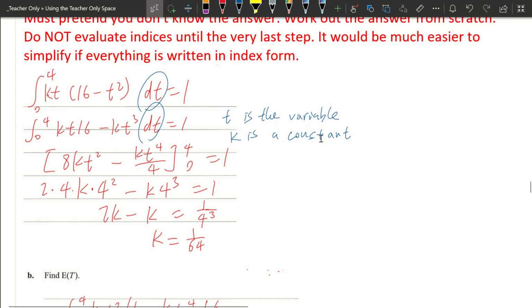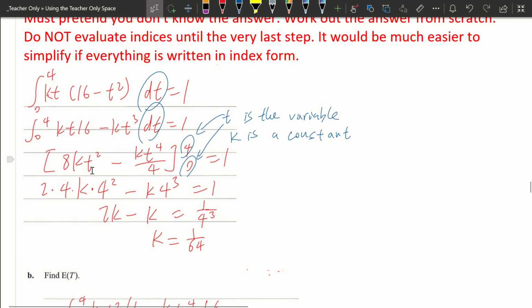K as a value is not changing. We just don't know it yet. We don't know what K is, but it's not supposed to change. T is a variable, which means T can change. Which means when I do the integration and I sub in 4 and 0, I am subbing in T. T takes the value of 4 and T takes the value of 0, not K. K is a constant, it doesn't change, it stays there.